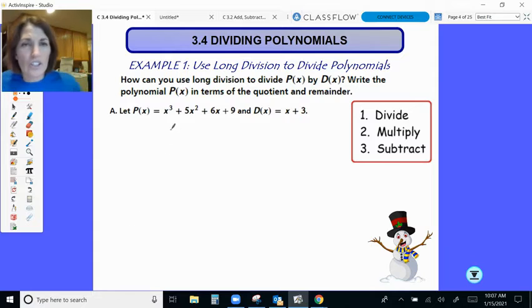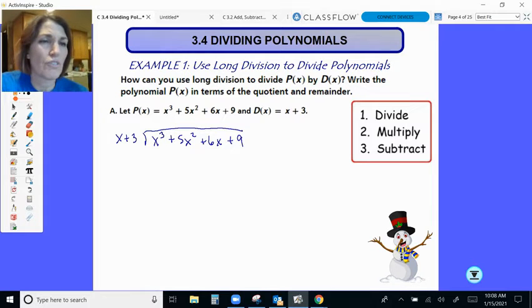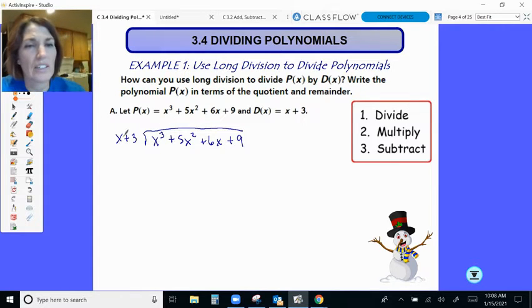Okay, so we're going to get started here. We're going to divide x cubed plus 5x squared plus 6x plus 9 by x plus 3. So I'm going to write this out here: x plus 3 divided into x cubed plus 5x squared plus 6x plus 9. Okay, so the first thing we want to do is ask ourselves, how many times does x go into x cubed? Basically, what times x gives me x cubed? And that's going to be x squared.